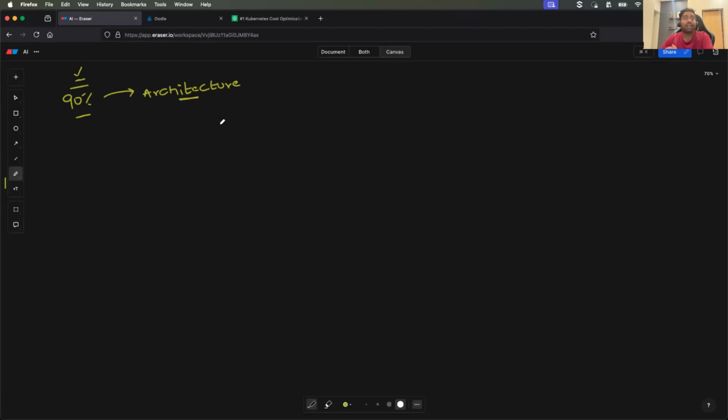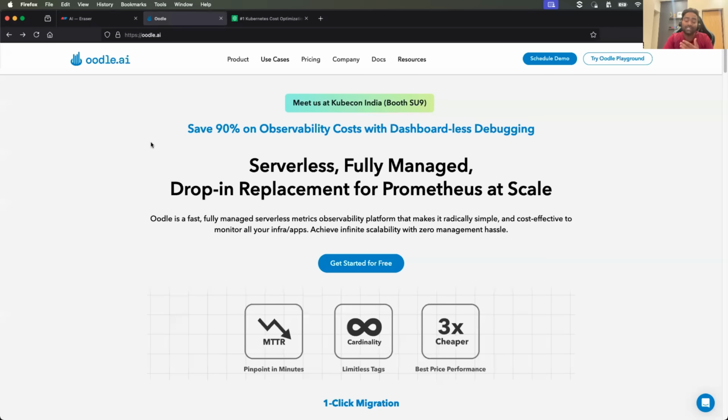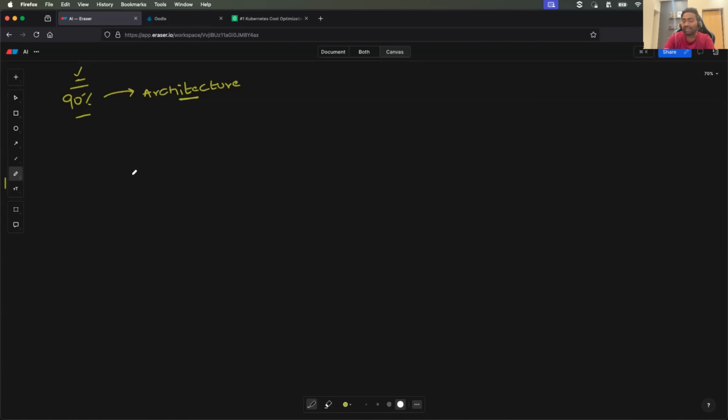Because there are a lot of observability platforms like Datadog, Dynatrace, New Relic. If they cannot achieve it, how can an observability startup do it? That is where I came across two key differentiators. Now I feel that these two key differentiators may help oodle.ai achieve this 90% cost reduction. The first key differentiator is that oodle.ai has replaced the time series database.